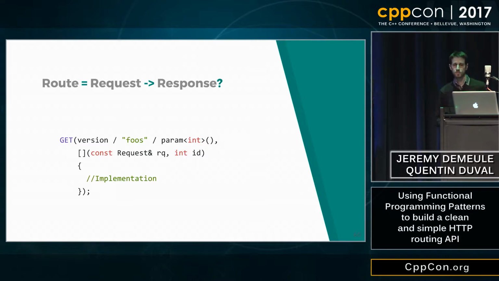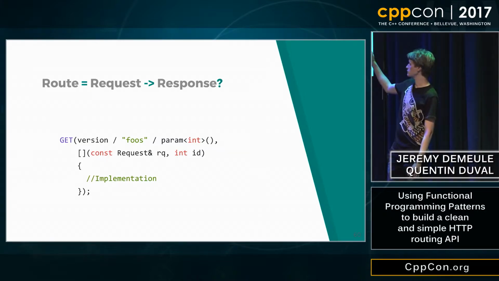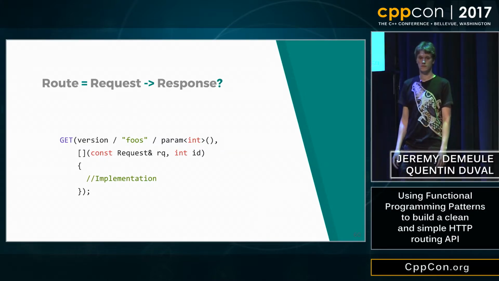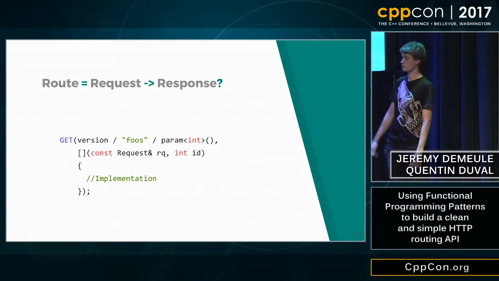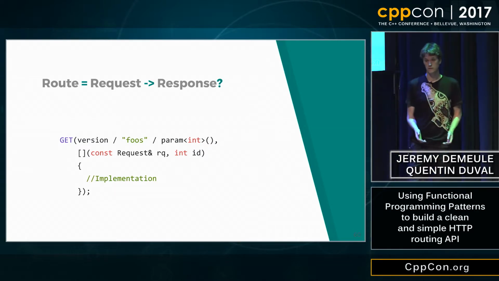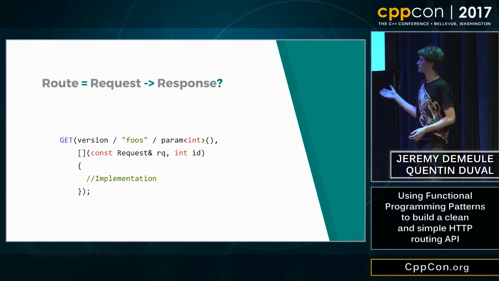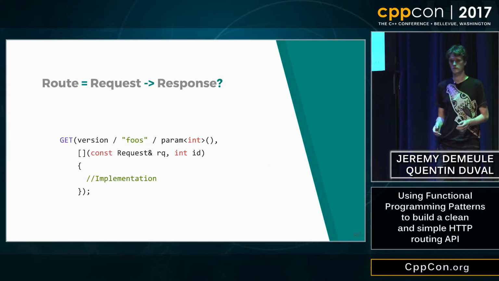Okay, so one thing to notice is that we are able to keep the types. So if we want to capture an integer and the function that we provide accepts a string, for instance, it won't compile. So this is how we get a route.